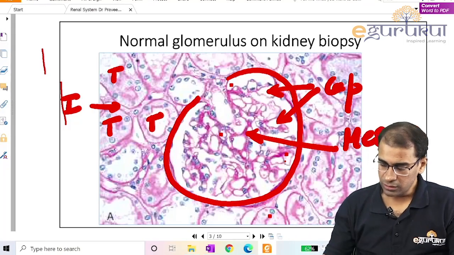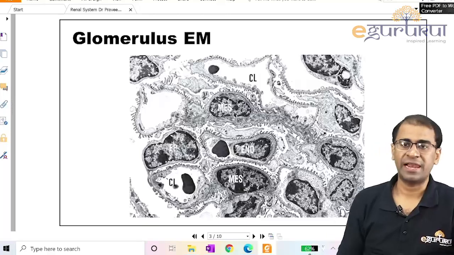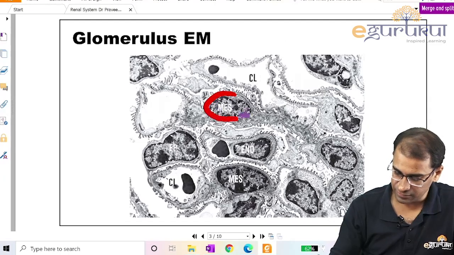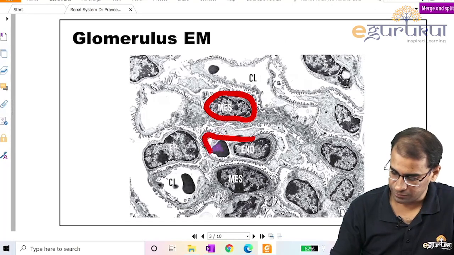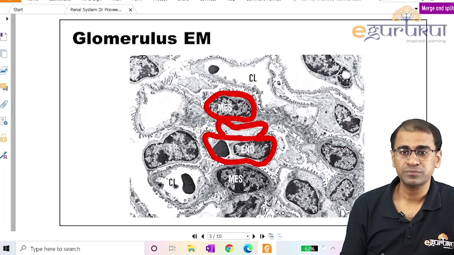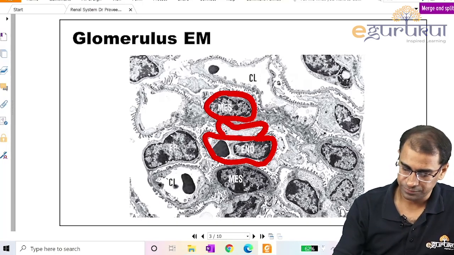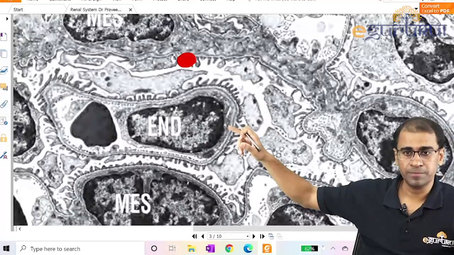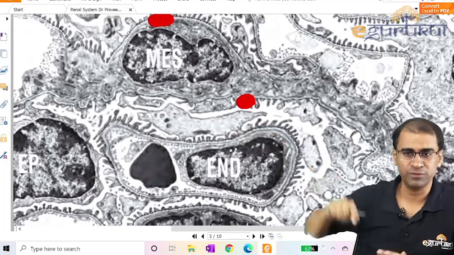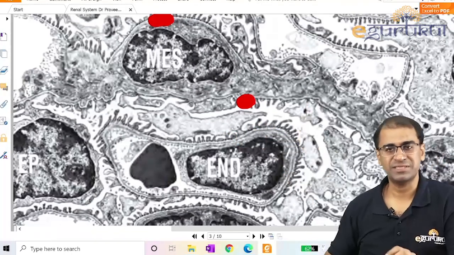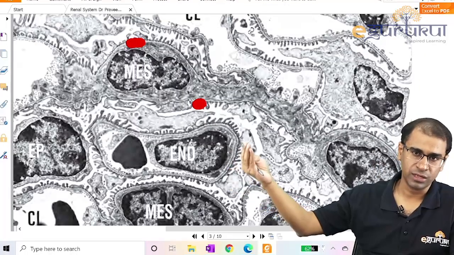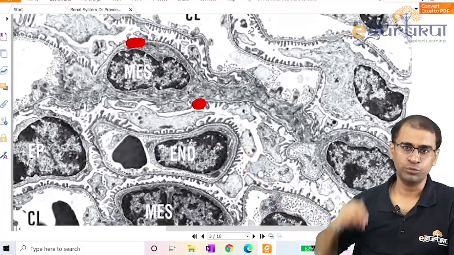Now guys, look at the glomerulus on electron microscopy. What you can see here is this is a mesangial area, a mesangium, this is endothelium, and above the endothelium, if you look carefully, this is a podocyte. You can see the foot processes of the podocytes, and above that area there is a mesangial area. That means the filtrate of the urine comes from the endothelium out, passes through the foot processes of the podocytes, and then comes into the mesangium.